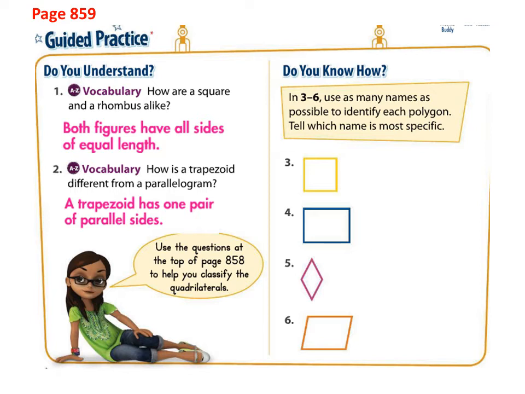Now, we'll use the questions at the top of page 858 to help us classify quadrilaterals in questions 3 to 6. In questions 3 to 6, use as many names as possible to identify each polygon. Tell which name is most specific. Question 3.